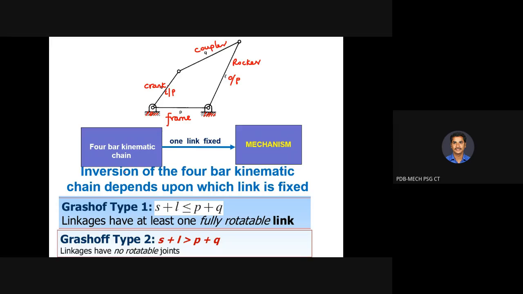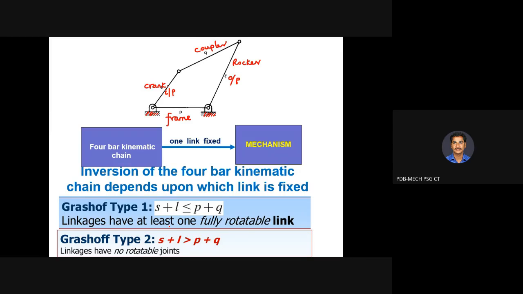The criterion that we used is Grashof's inequality criterion, that is S plus L is less than or equal to P plus Q. What is S plus L, Pa? Sir, shortest link plus largest link. Yes, the length of the shortest link plus the largest link should be less than or equal to the sum of the other two links, that is P plus Q. Only if this criterion is satisfied will at least one of the links rotate 360 degrees.